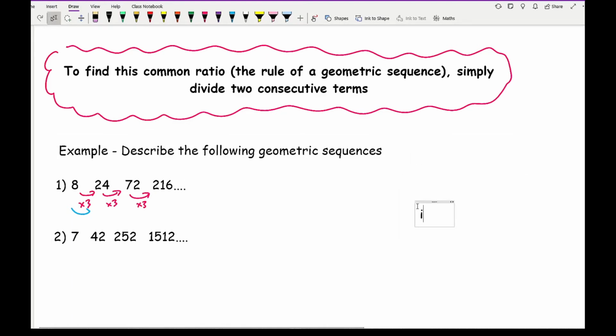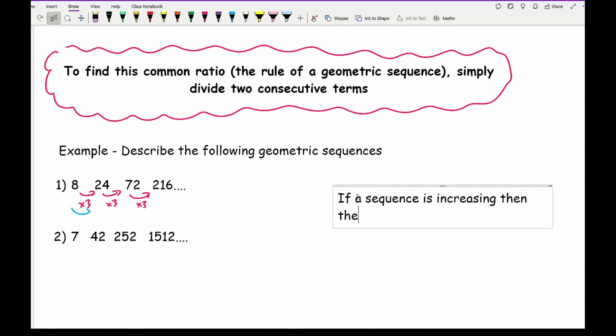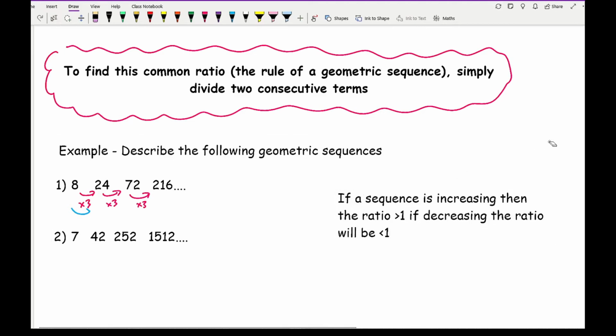So if a sequence is increasing, then the ratio will be greater than 1. If decreasing, the ratio will be less than 1. And that's definitely something that's worth paying attention to in terms of common sense.